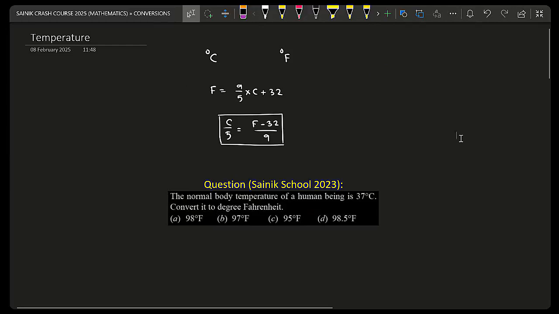The normal body temperature of a human being is 37 degrees Celsius. Convert it to degree Fahrenheit. We have to convert from centigrade to Fahrenheit. Use the same formula: C by 5 is equal to F minus 32 by 9.